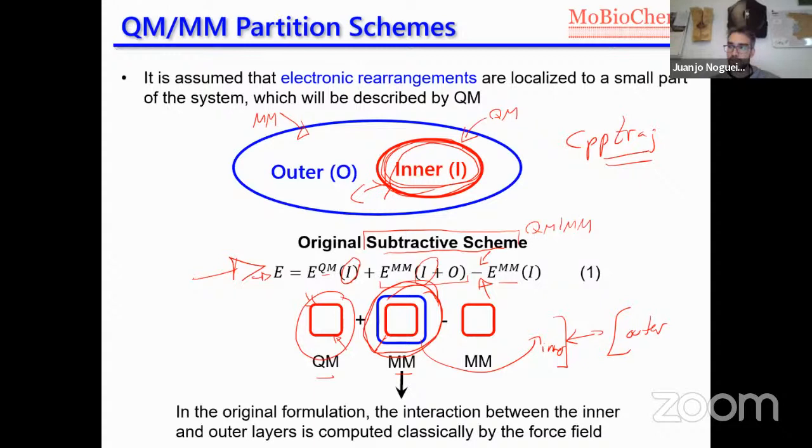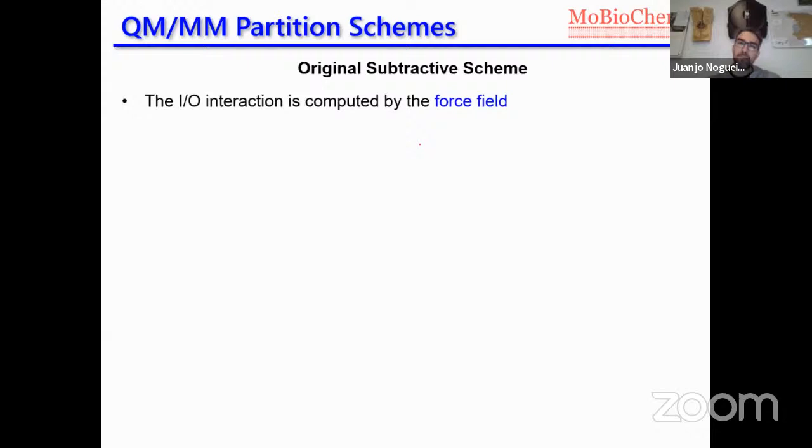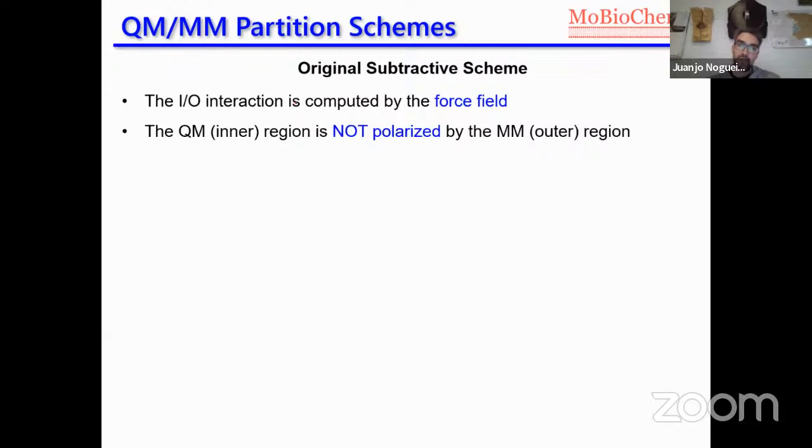Okay, so this approximation has some good features and also some bad features, of course. For example, since the interaction is computed with a force field, the QM region is not polarized by the outer region. That means the inner region has an electronic density, and this electronic density doesn't change because of the presence of the outer region. The interaction with the outer region is computed with a force field, so it's just a number after applying the force field. The quantum mechanical electronic density of the inner region is the same as the electronic density in vacuum, in the gas phase, okay?